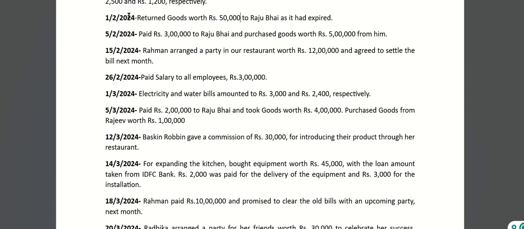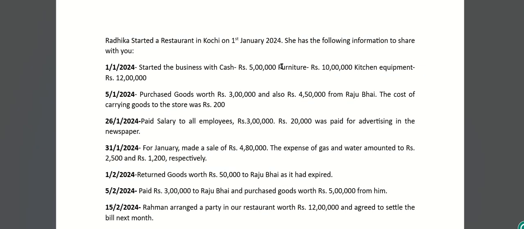Now here we had the first date of the month, 1 February 2024, written that you returned goods worth rupees 50,000 to Raju Bhavan as it had expired, or whatever may be the reason. We are given the information that you have returned goods worth rupees 50,000 to Raju Bhavan. I think you remember who Raju Bhavan was.